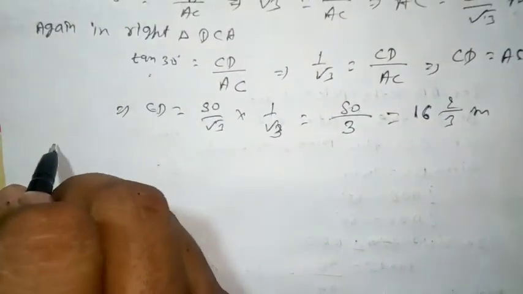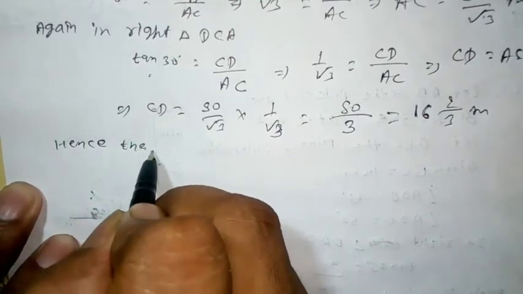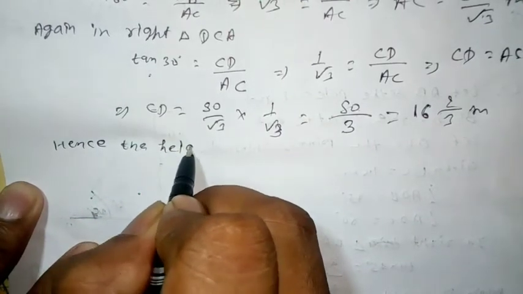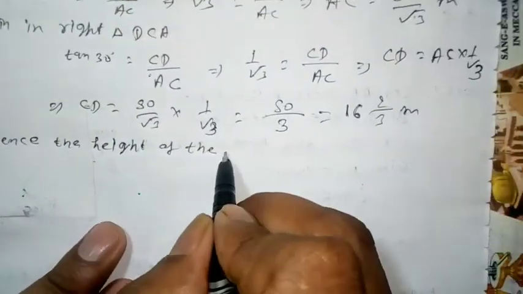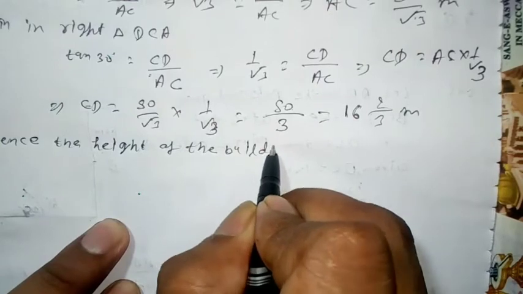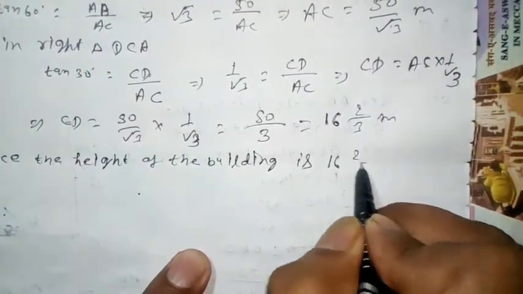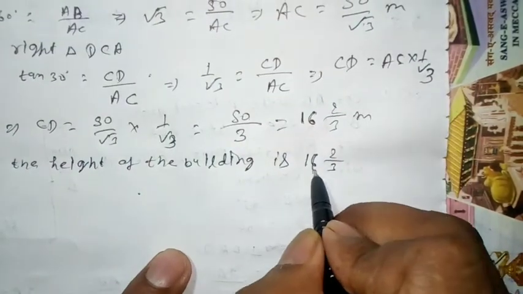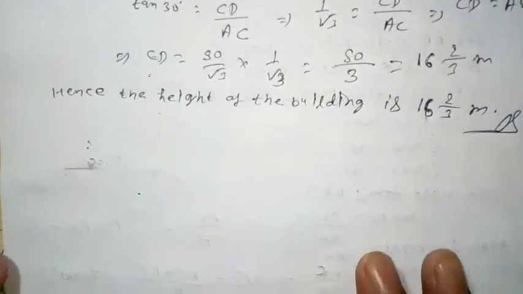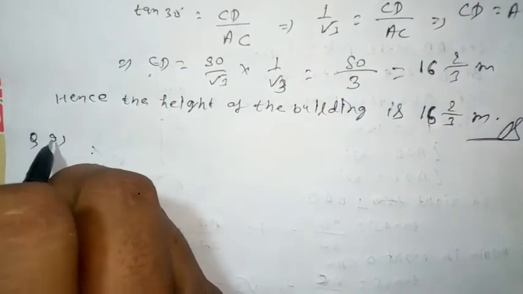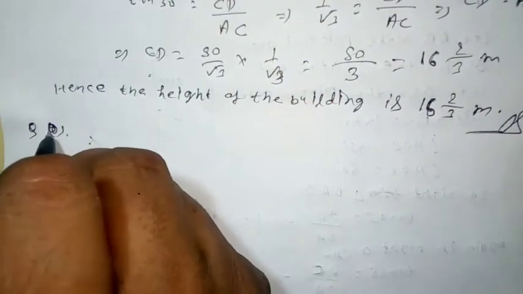Hence the height of the building is 16 2 by 3 meter. Answer. The next question, question number 10.